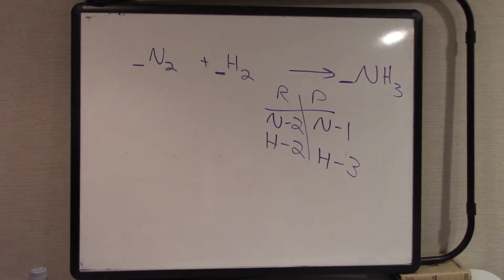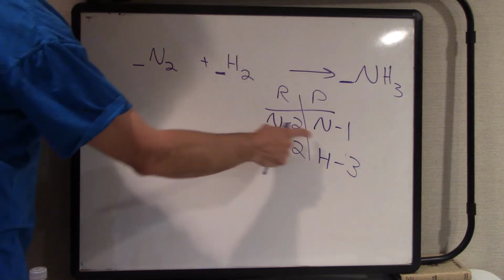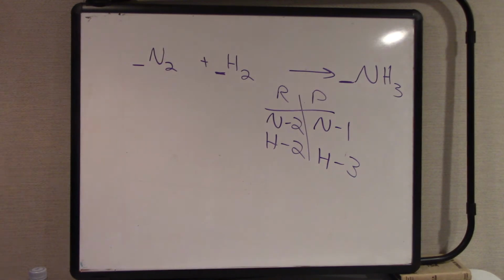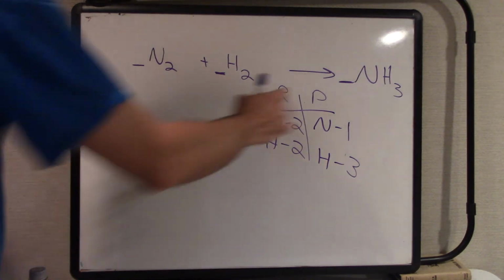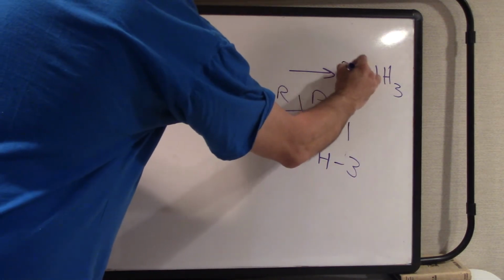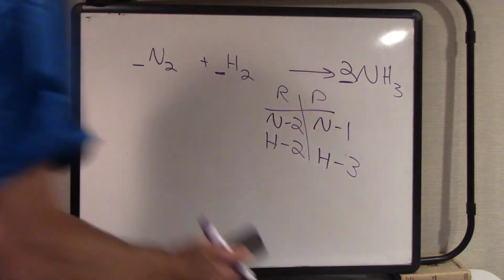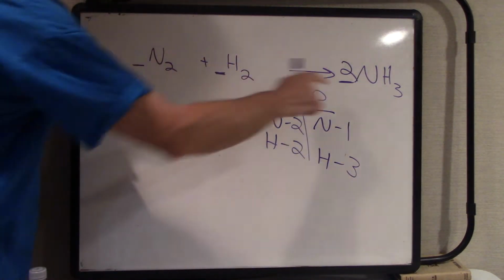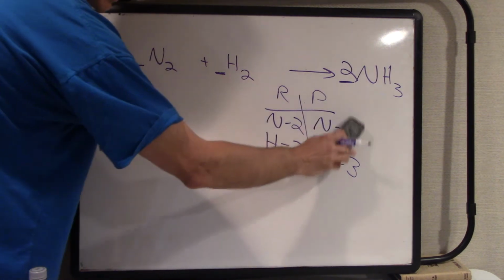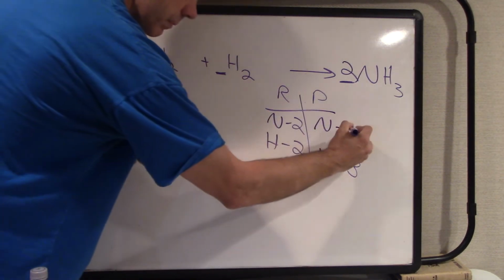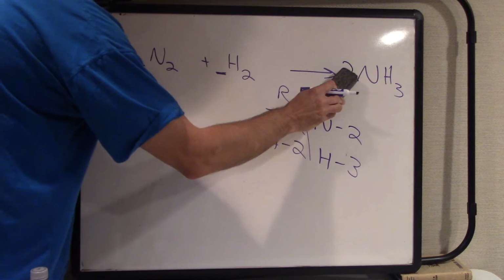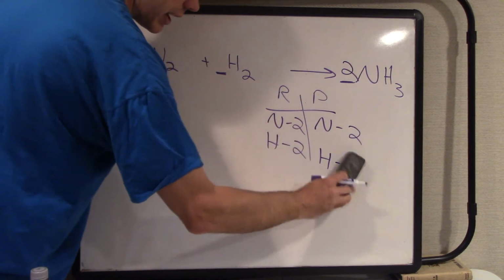Now, in this case, it doesn't matter which element you start with in terms of trying to balance it, but we're going to change coefficients to balance these equations. So let's just start with the nitrogen. I have 2 on the reactant side, 1 on the product side. How can I fix that? Well, I can fix that by changing the coefficient on the product side to 2. Now that's going to do a couple things. It's going to change the amount of nitrogen I have to 2. It's also going to change the amount of hydrogen I have, though.